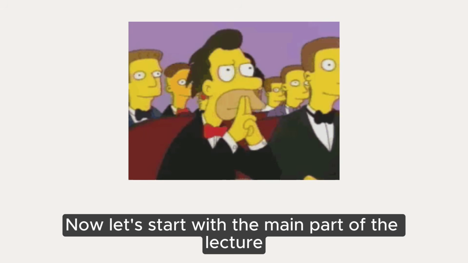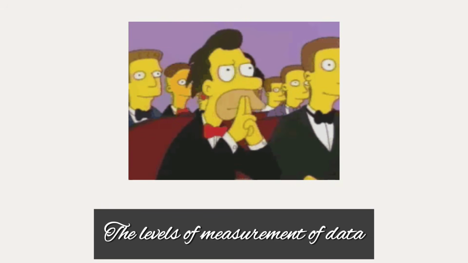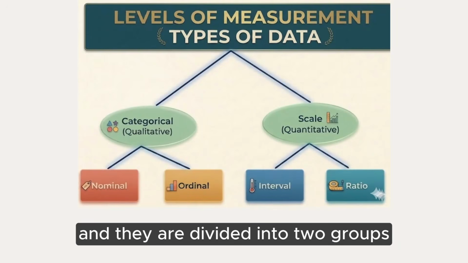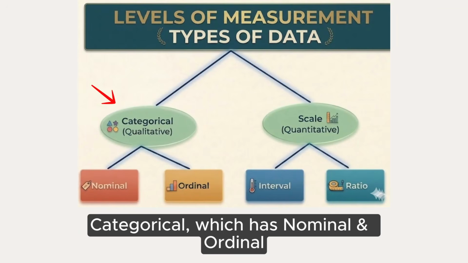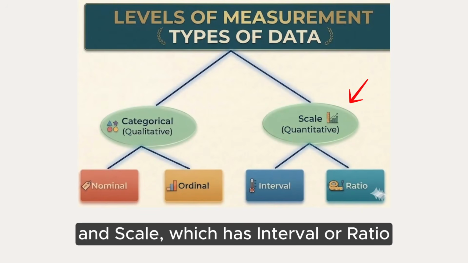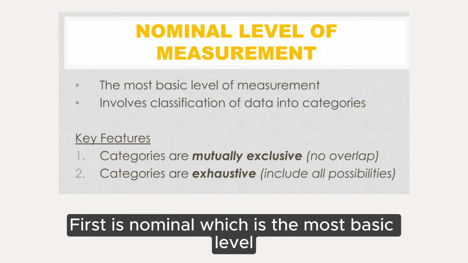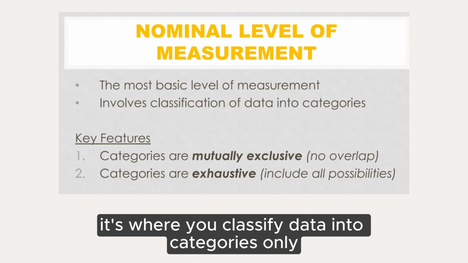Now, let's start with the main part of the lecture, the levels of measurement of data. There are 4 levels, each one higher than the other, and they are divided into 2 groups. Categorical, which has nominal and ordinal, and scale, which has interval or ratio. First is nominal, which is the most basic level. It's where you classify data into categories only.